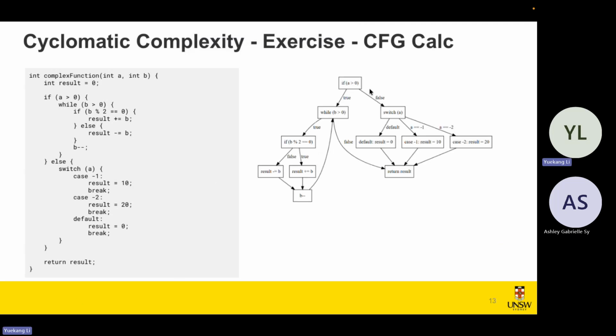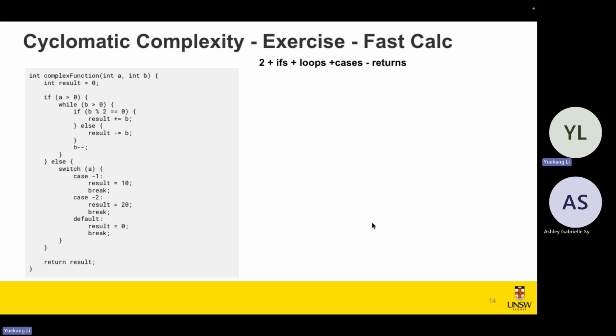So if we draw the control flow graph, it will look like this. As you can see, it is very, very complicated. There are 15 edges inside this control flow graph and 11 nodes. So if we apply the formula, it is 15 minus 11 plus 2. So this is how we can calculate this according to the control flow graph. But if we want to apply the fast calculation here, let's try to apply this.